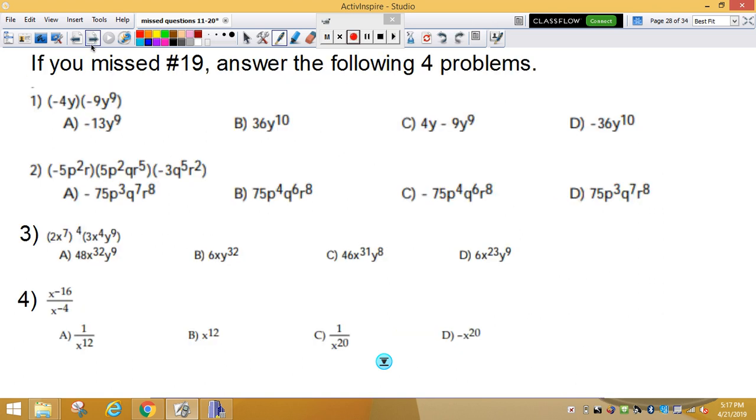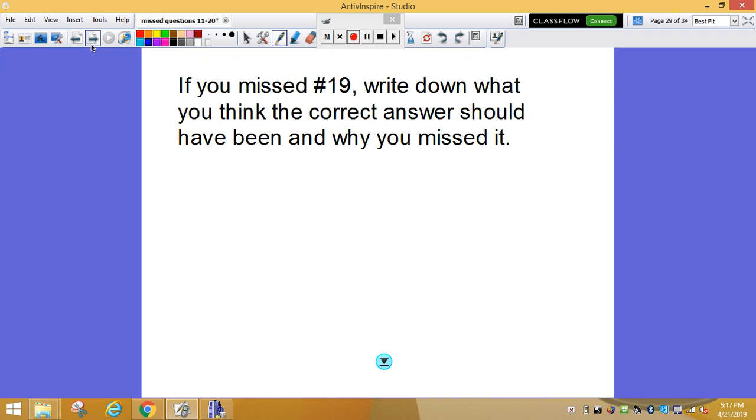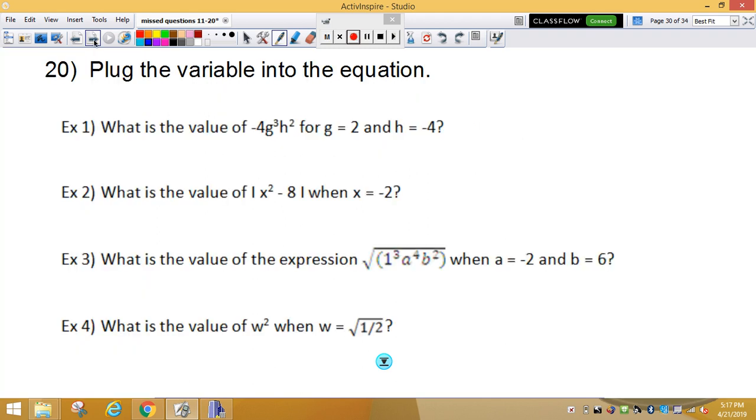If you missed number 19, I want you to write down the 4 problems, and I want to see your work and how you solve them. So you need to write down number 1, and then tell me what the answer should be. Same thing for 2 and 3 and 4. I also want you to tell me what you think the correct answer should have been and why you missed it. Number 20, pause it, write down everything on this page.